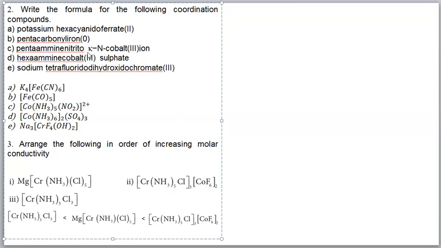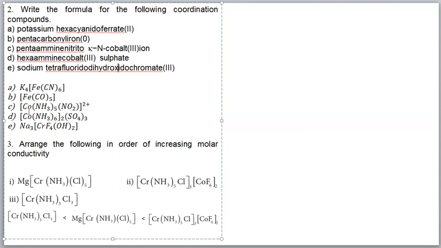Pentaamminenitrito-N cobalt(III) ion. Cobalt first, we can write Co. Pentaammine, NH3 five times. Nitrito-N, so NO2. This is nitrogen only, so we can write NO2. Square bracket. Then you see here cobalt, what is the charge given?